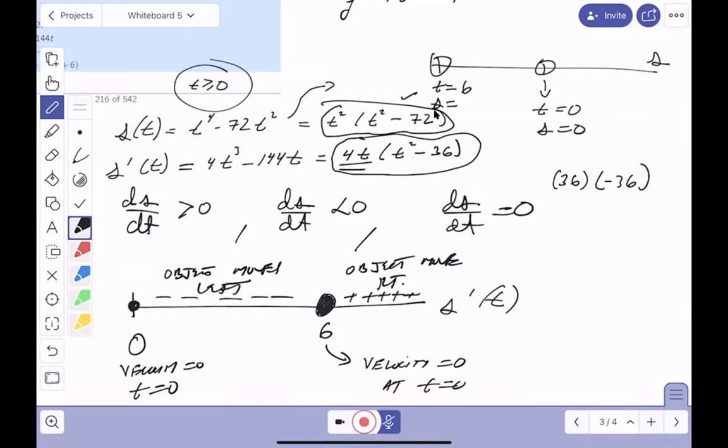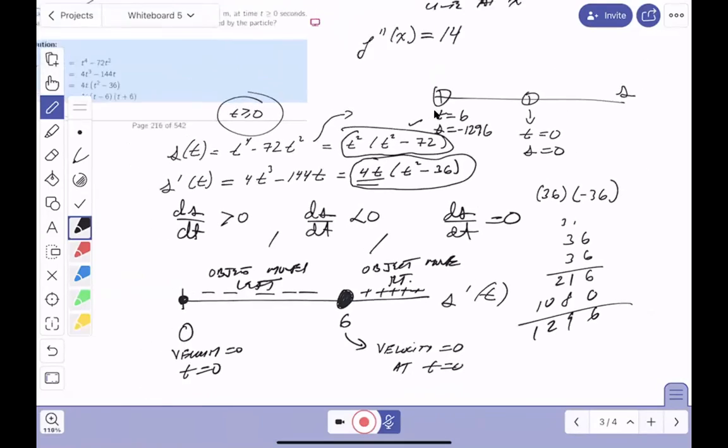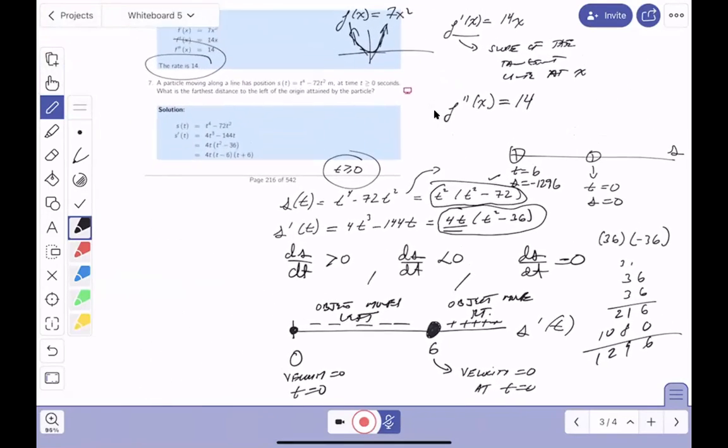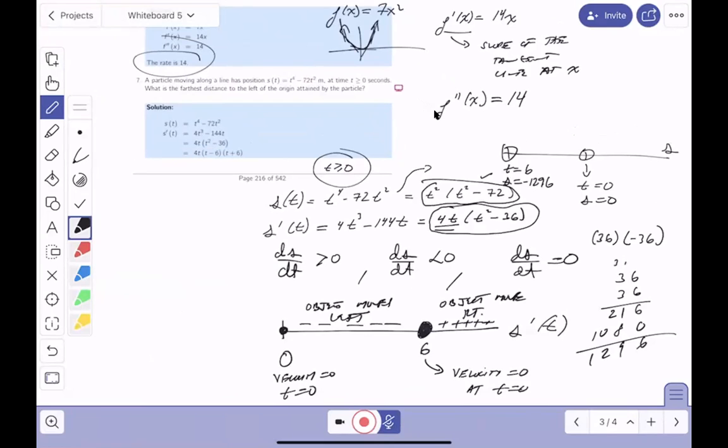So what's the position going to be? I'll write this down for you. 36 times 36. Let's see. 6 times 6 is 36, right? 6 times 3 is 18, 19, 20, 21. 3 times 6 is 18. 6, 9, 2, 1, 2, 9, 6. So that's going to be minus 1,296. And someone says, I can't remember what the question is, you went on so long. Well, that can happen. What was the question? What's the furthest distance to the left? The furthest distance to the left is going to be 1,296 meters.